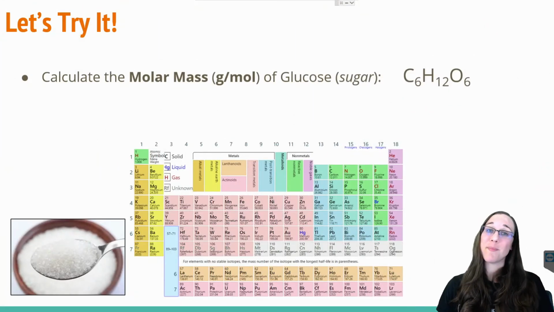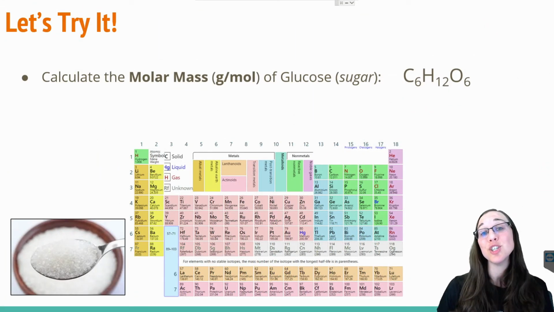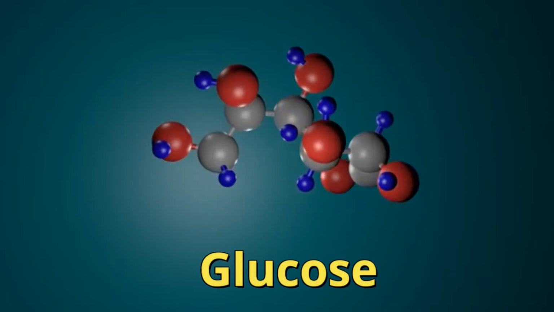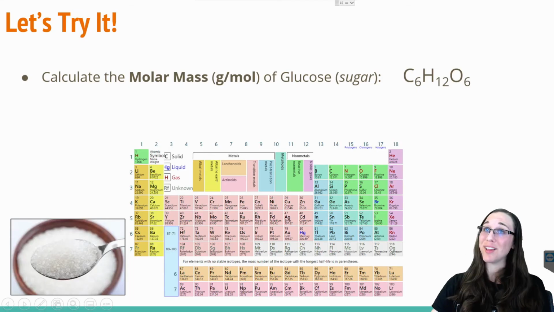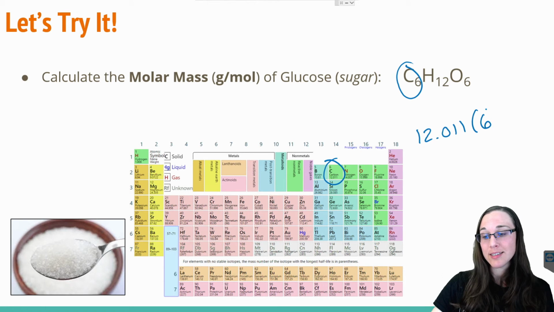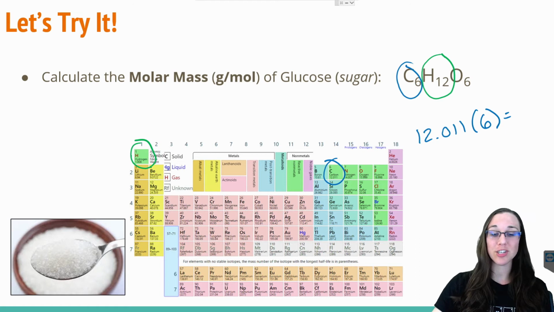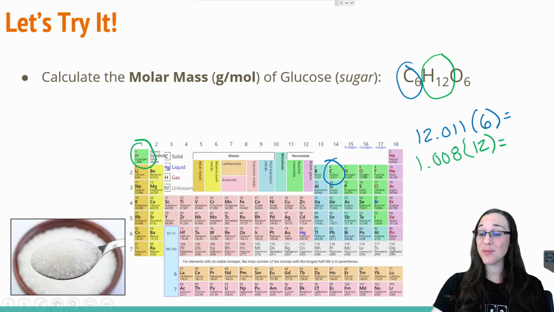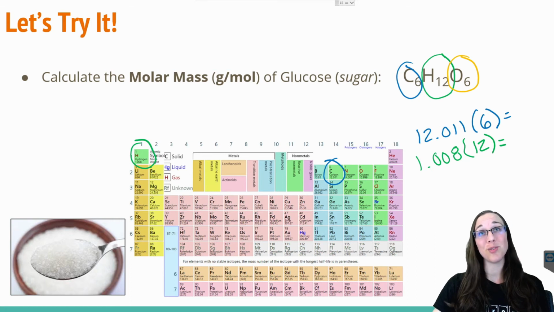Think you've got it? Go ahead and pause the video here to try and find the molar mass of sugar, glucose. In 1 molecule of glucose, we have 6 carbon atoms. So I'm going to take my carbon, 12.011 times 6. And then for hydrogen in glucose, I have 12 of those atoms, and per hydrogen is 1.008 grams per mole. So I'm going to take 1.008 times 12. And lastly, we have 6 oxygen atoms in 1 molecule of glucose. So that would be 15.999 times 6.